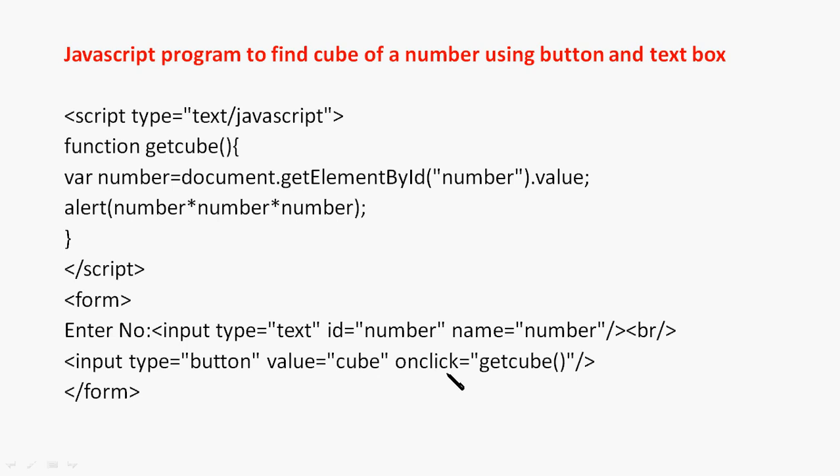So on clicking Cube, there is a JavaScript function. What it does is, it gets document.getElementById. So it accesses the element with ID number. Here the text box has the ID number. What you type is obtained by this function, and it accesses the value by using .value, and it is stored in number. An alert box comes with number times number times number, that is, the cube of that number will be displayed. This example shows the usage of getElementById.